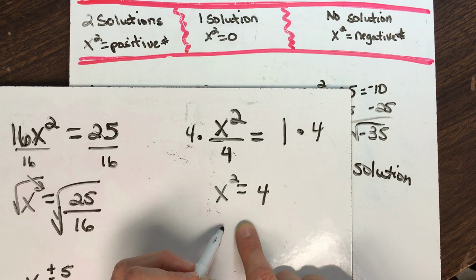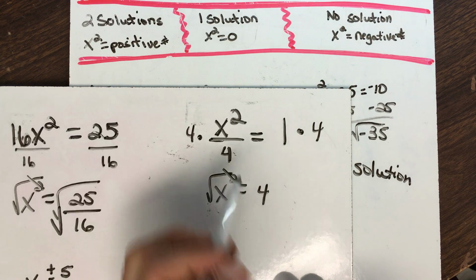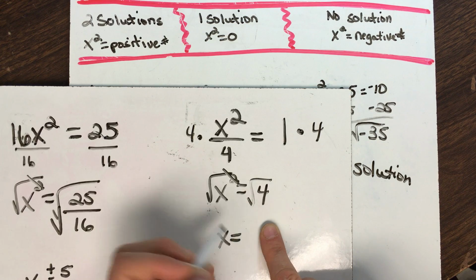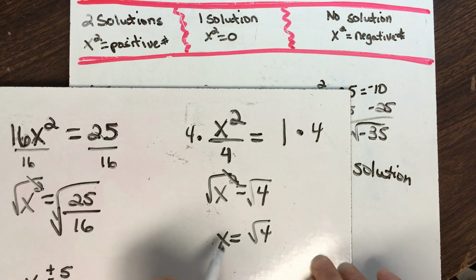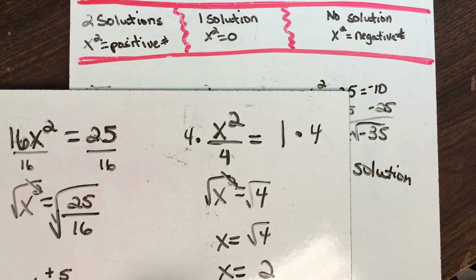Now I'm going to find the square root of that, because that's my opposite, and square root of that. So x equals the square root of 4. We wrote it to clean it up. X equals 2. Positive number, two possible answers, plus or minus 2. Give it a try.